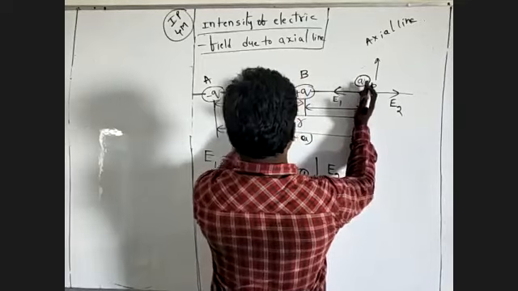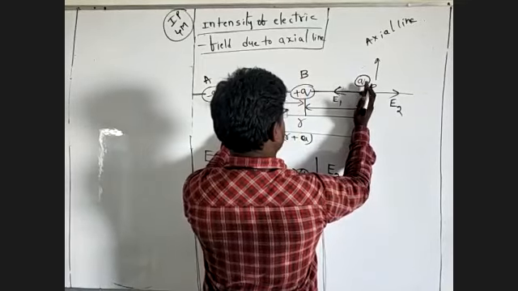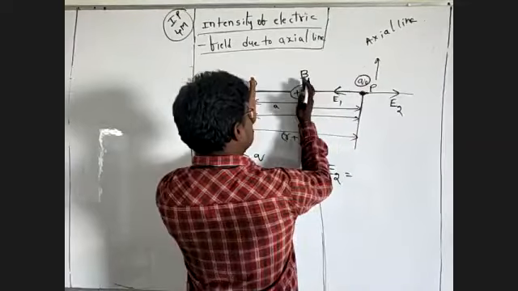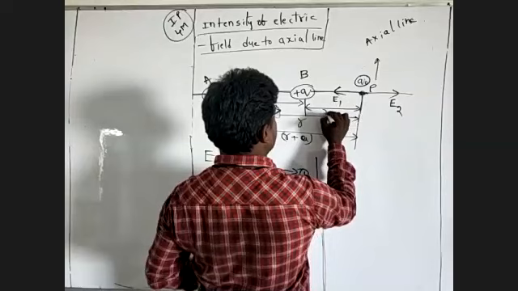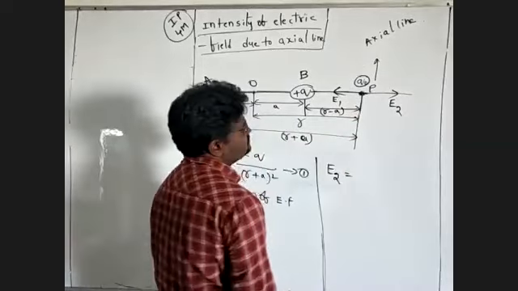This is the distance I want. From here to here is R. From here to here is A. I want this distance, which means R minus A. R minus A, I want this distance.